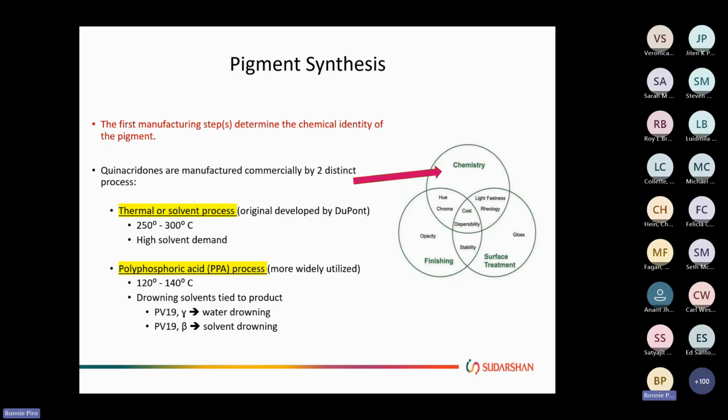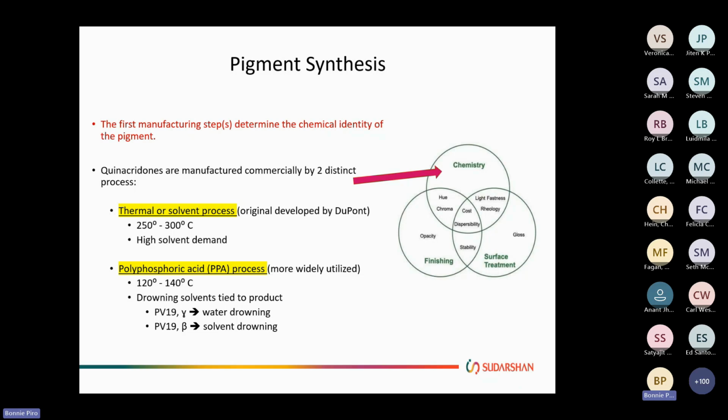The thermal or the solvent process, as the name implies, is done at a much higher temperature and does have a very high solvent demand. This was the process that was originally developed by DuPont back in 1958, '57, that time frame.